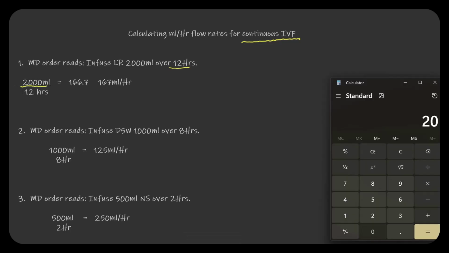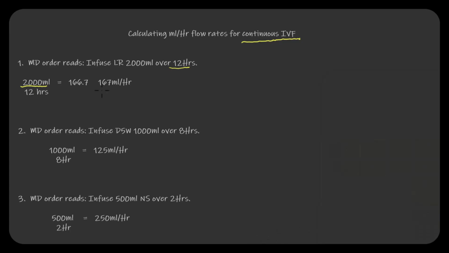For problem number 1, we're infusing LR 2,000 mLs over 12 hours. So 2,000 divided by 12 gives us 166.7 repeating, and we'll round to the nearest whole number, which is 167 mLs per hour.